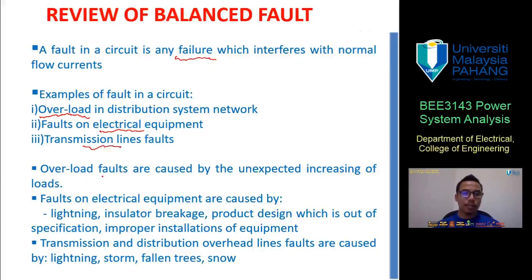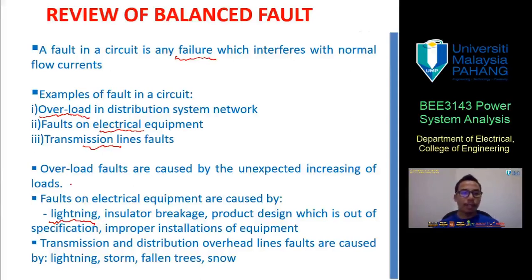Overload faults are caused by the unexpected increase of loads. Faults on electrical equipment, which is very common to see, come from lightning. This kind of lightning is usually very unexpected. It's totally due to the weather condition. When the lightning happens, it can break the system and trigger your MCB or ELCB system to black out.